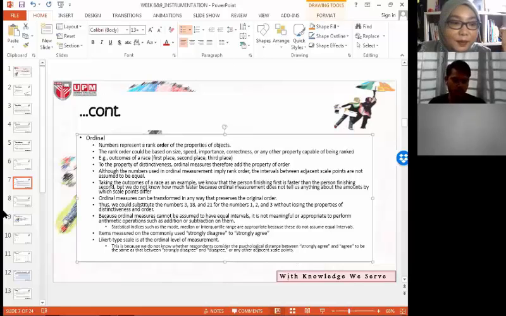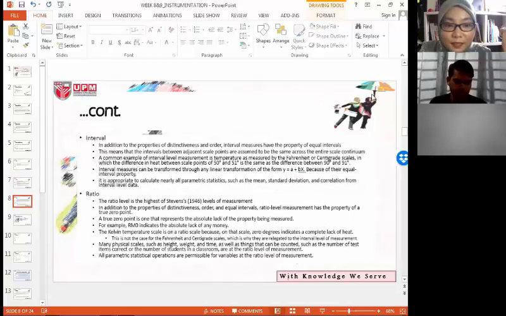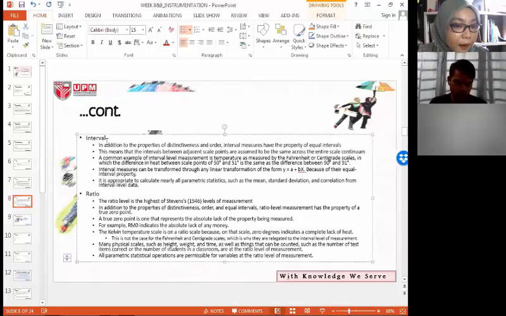Okay, so the next one is interval. Ni senang sikit. Okay, again, I repeat. The higher level, the higher ranking of the measurement will have all the properties of the lower level of scale of measurement. So meaning that interval ni will has all the properties that nominal has, will has the property that ordinal has, and then now in addition to the property of distinctiveness and order that hold by ordinal, the interval measure ni have the property of equal intervals.